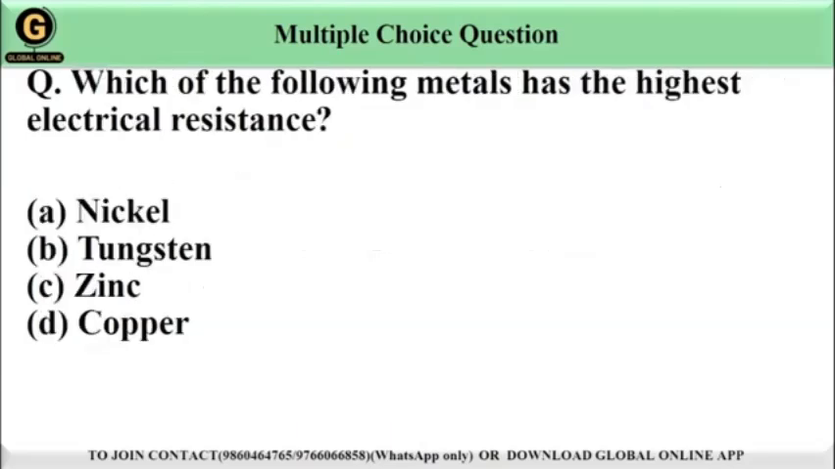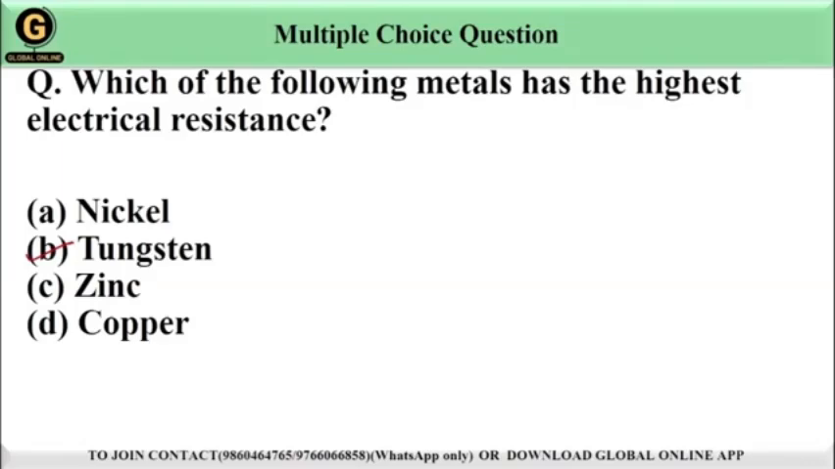We have the next question. Which of the following metals has the highest electrical resistance? Options are given. Option A, nickel. Option B, tungsten. Option C, zinc. And option D, copper. So friends, tungsten has a high electrical resistance compared to the other metals which are listed here. It is known for its high melting point and often used in applications that require high heat resistance, such as in light bulb filaments.